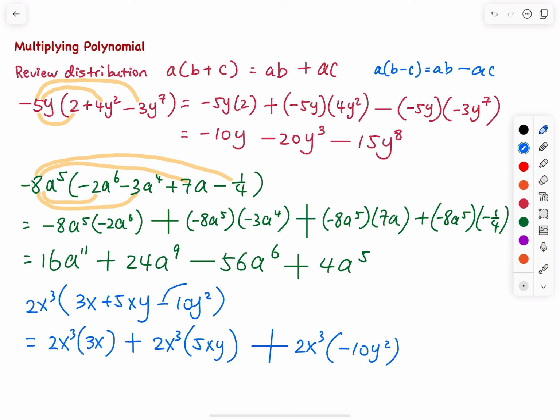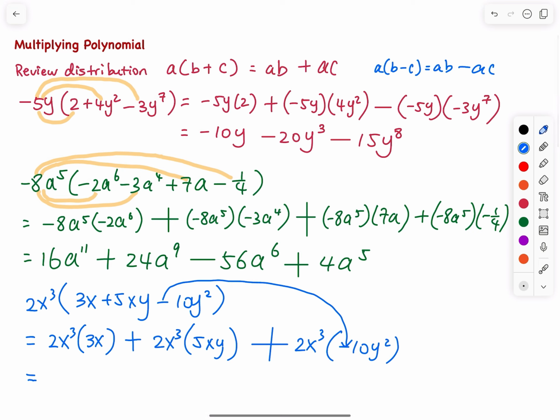So this one I will just carry this minus over here, and then you have a 2 times 3, first power plus third power, and then 2 times 5, x first power plus third power, nothing for the y, and then plus. Is this still a plus? Nope, that is not a plus, that is a minus. 2 times 10 is negative 20, and then x to the third, and then y squared.